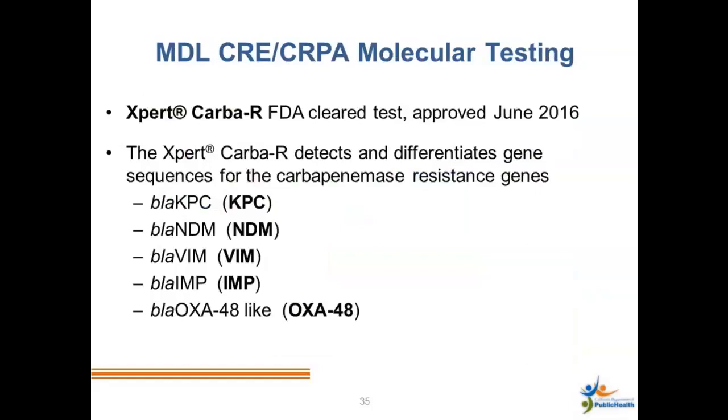Let's now specifically discuss the molecular detection work. The Xpert Carba-R detects and differentiates gene sequences for the carbapenemase resistance genes KPC, NDM, VIM, IMP, and OXA-48-like. These are the 5 most common carbapenemases worldwide, the big 5. The bla designation is the gene name, which is an abbreviation for beta-lactamases, specifically carbapenemases. The carbapenemase associated with each gene is included in parentheses.